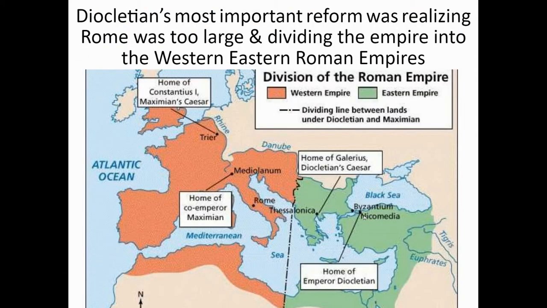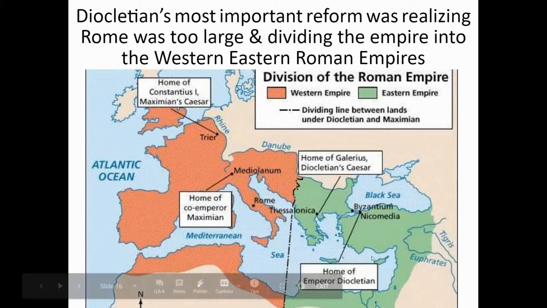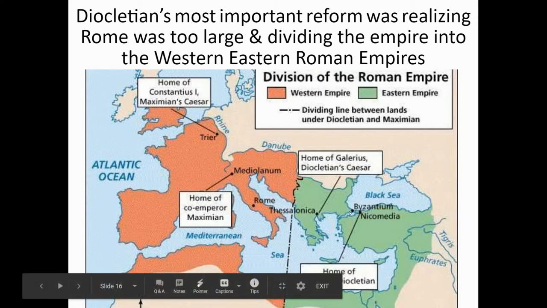His most important reform was dividing it into two different pieces, and this is going to ultimately cause the downfall. So this is the Western Roman Empire, where you have Rome, and this is the Eastern Roman Empire. It's going to be called the Byzantium, and he's going to establish a second capital in what we call Turkey today, in Constantinople.